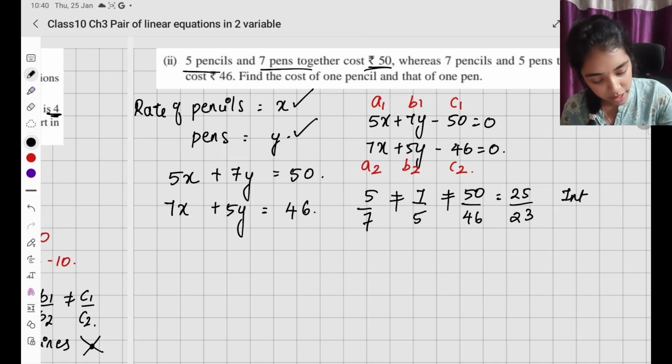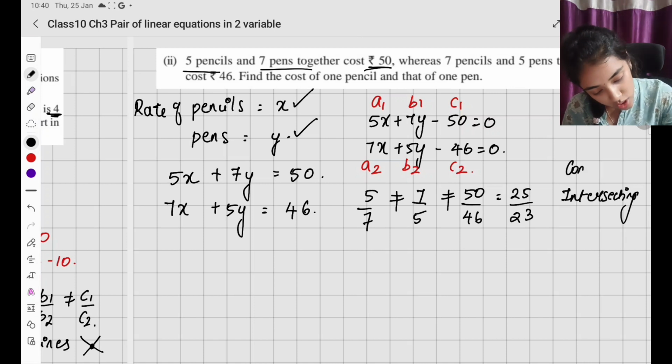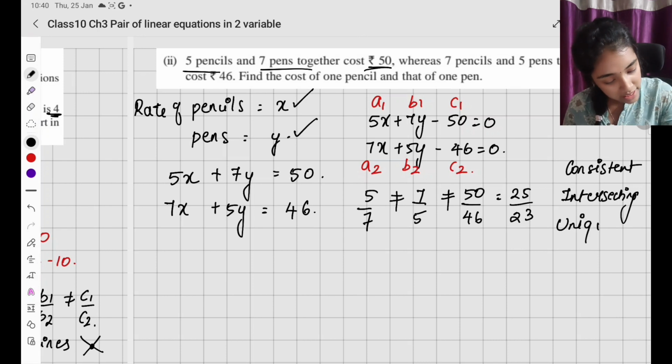So like the previous subsection, they are going to be intersecting. So intersecting, what else will we write? Consistent. They are going to be consistent. And how many solutions? Intersecting na it is going to be a unique solution. Okay, so let us find the values.